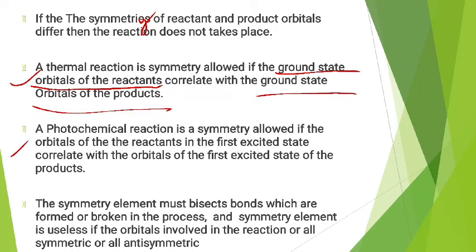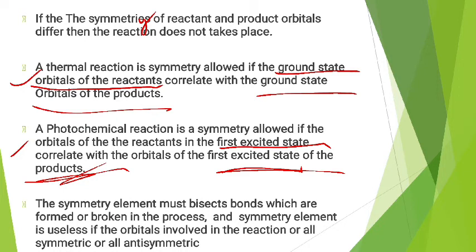Next, a photochemical reaction is symmetry allowed if the orbitals of the reactants in the first excited state correlate with the orbitals of the first excited state of the products. So, for a photochemically symmetry allowed reaction, the first excited state orbitals of reactants must correlate with the first excited state orbitals of products. This is the major point for the correlation diagram.